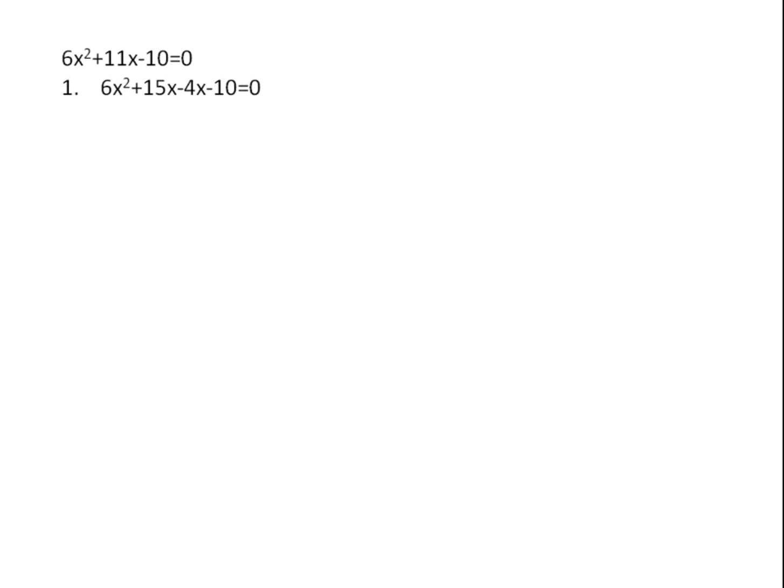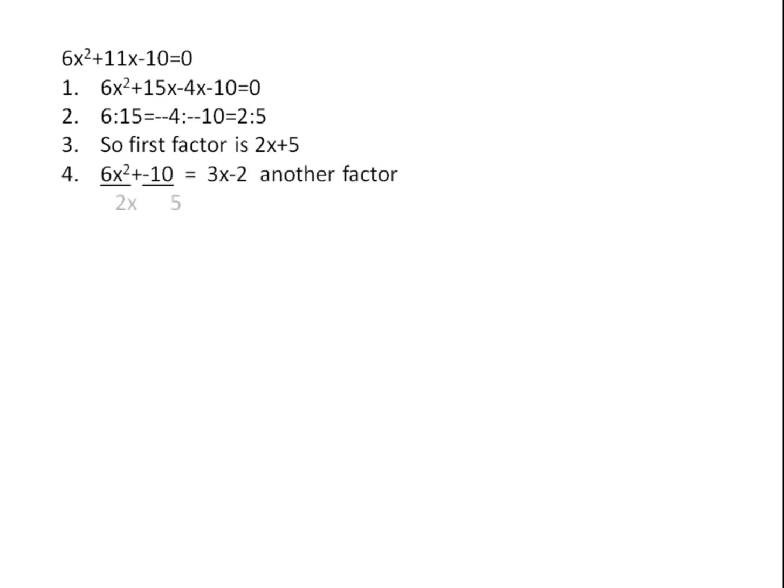6 is to 15, 2 is to 5. And minus 4 is to minus 10, again 2 is to 5. So it matched our criteria. So the first factor is 2x plus 5. And what about the second factor? 6x square by 2x, minus 10 by 5. So we get 3x minus 2. So our expression 6x square plus 11x minus 10 is equal to 2x plus 5 into 3x minus 2.